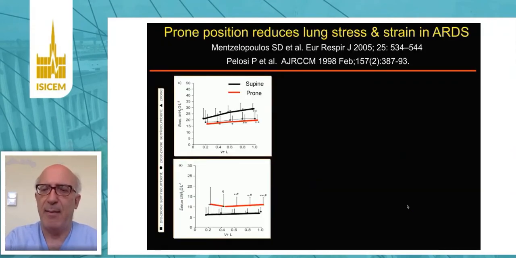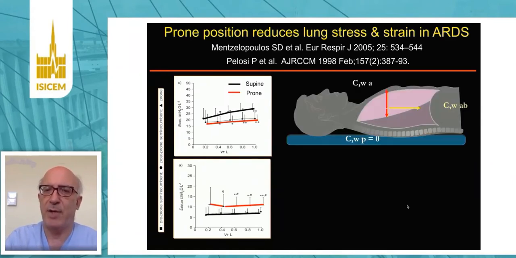Another positive effect of prone position is to reduce the lung stress and strain in RDS. Here is shown the elastance of the lung in supine position and in prone position, and when patients are repositioned as supine, in black and red. And you can see here that the stress is much lower in prone position as compared to supine position, being the elastance lower and the compliance higher. And this is associated with changes in the elastance and compliance of the chest wall.